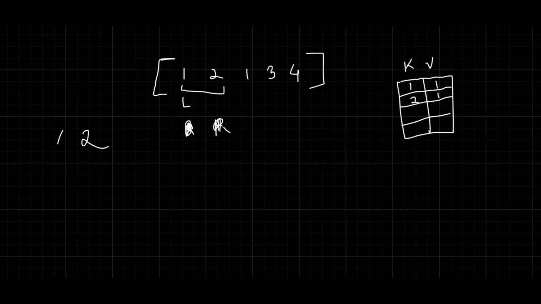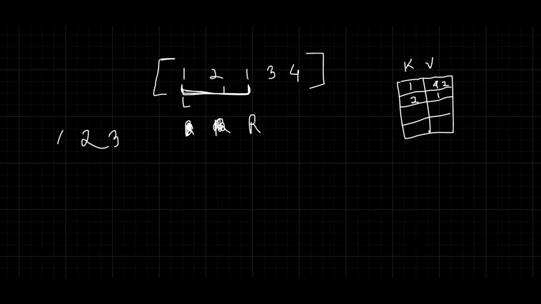Now we have to keep shifting the right pointer. So the segment is this. Now we have to increase the frequency of 1 by 1. So we again check whether the map has 2 entries or not. Yes, we have 2 entries. So the length of the subarray will be 3.